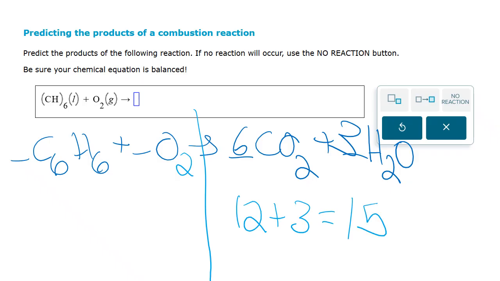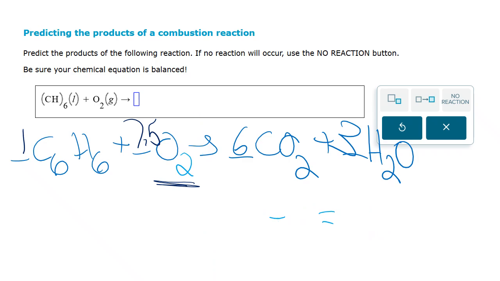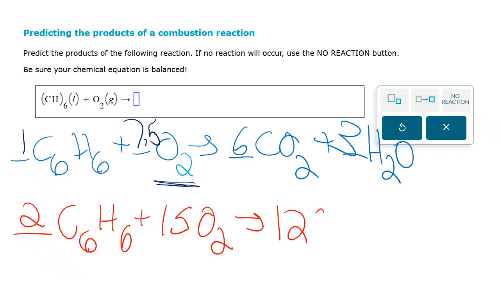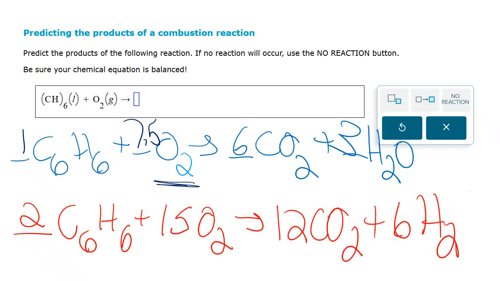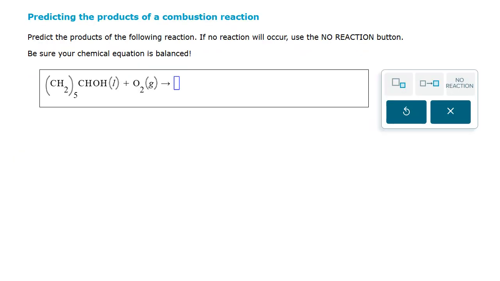We have to put a number in front of this O2. You can't put a whole number because you have to get that to 15, so you can put 7.5. After you do that, you can't have a fraction in the balanced equation, so you're going to just multiply everything by 2. So another we have here, C5. This one is sort of a headache.